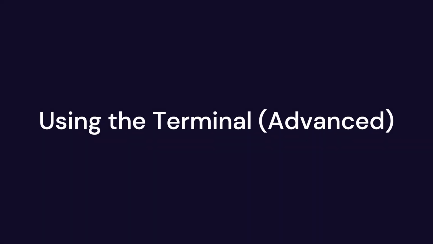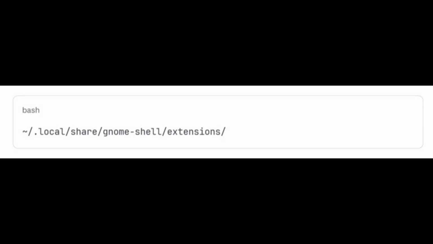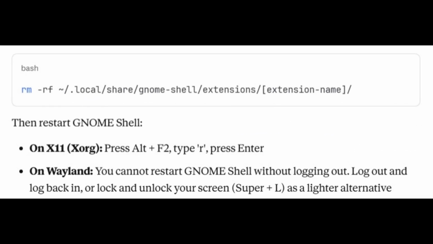Here's another method which uses the terminal. You can also manually remove extensions. They are stored in the directory from the above command. And to remove an extension manually, use the command that you see on the screen. Okay, and then restart GNOME Shell.